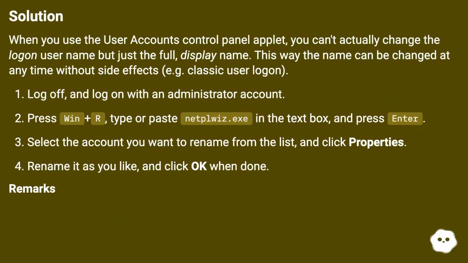Solution. When you use the user account's control panel applet, you can't actually change the logon username, but just the full display name. This way the name can be changed at any time without side effects, e.g. classic user logon. Log off and log on with an administrator account. Press Win plus R, type or paste netplwiz.exe in the text box, and press Enter. Select the account you want to rename from the list, and click Properties. Rename it as you like, and click OK when done.